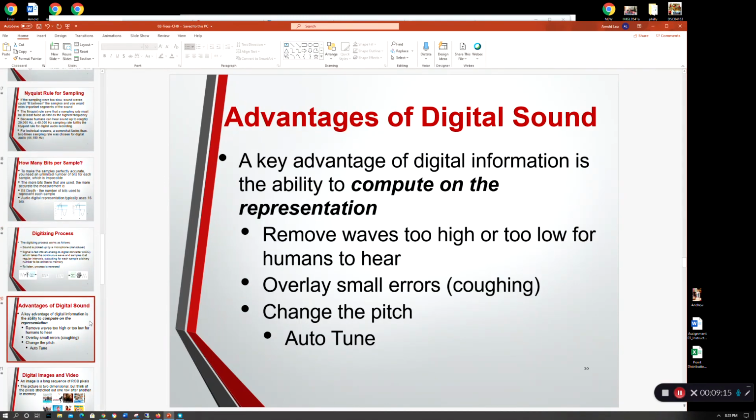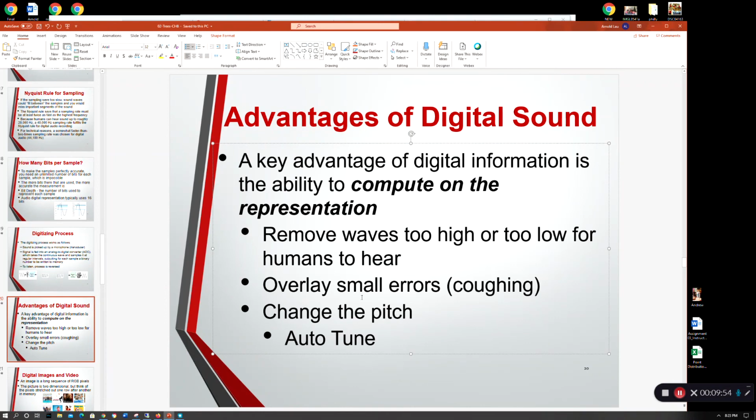Similar to what we had with the pictures, the advantages of the digital sound is that you can do manipulation with the computer. So you have too high or too low bits that you want to filter out for whatever reason, maybe to save space. You can remove those. So this point here, removing the waves that are too high or too low for humans to hear. You can filter out small errors. You want to change the pitch? So you hear this thing with auto tune.